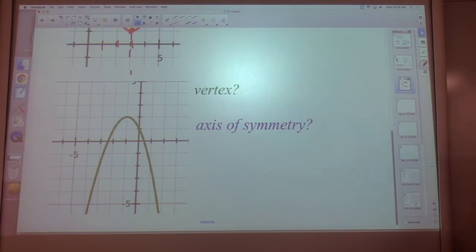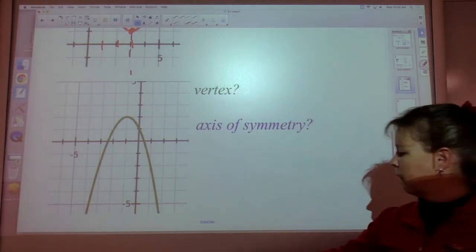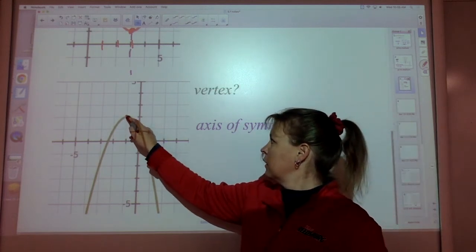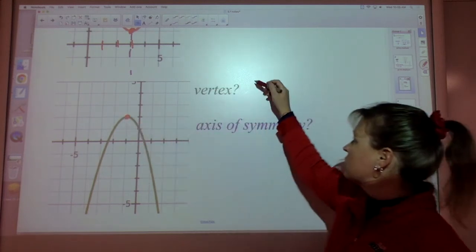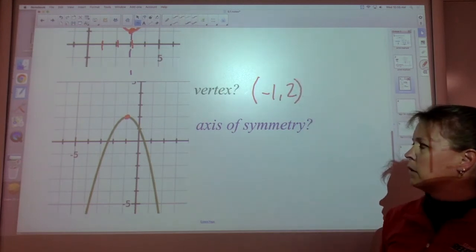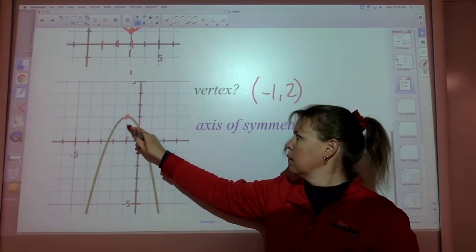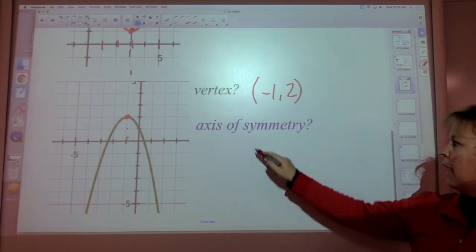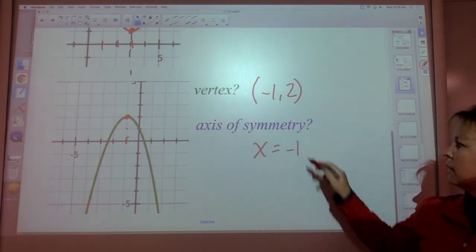Try this one on your own. Yes, the parabola is, you would say, upside down. Mathematicians would say the parabola has been reflected. So find your vertex, find your axis of symmetry. Pause it and come back. All right, you're back. Vertex is still the point where it changes direction. Now it's at the top of your parabola instead of the bottom. You went left 1, up 2. Axis of symmetry, x equals -1.